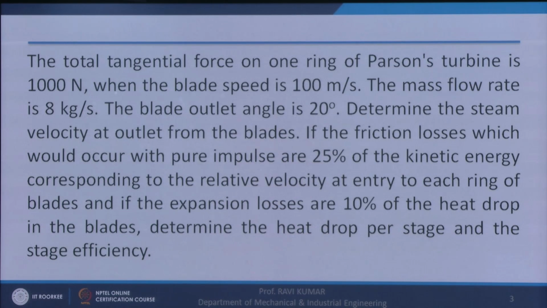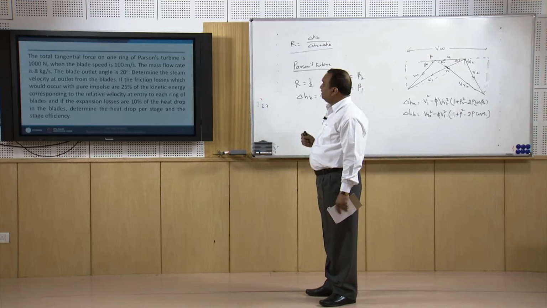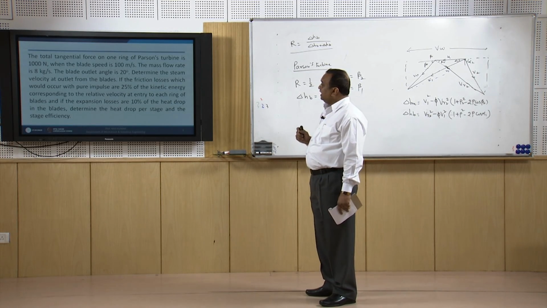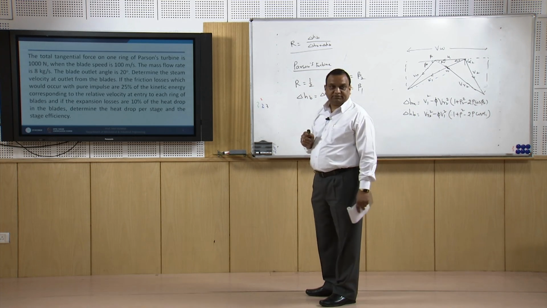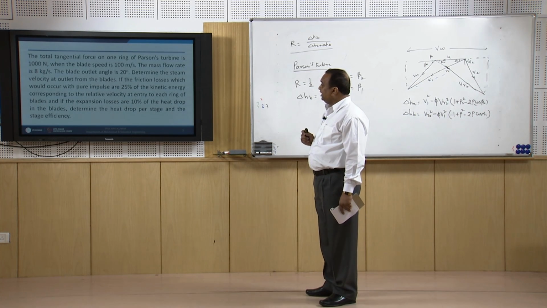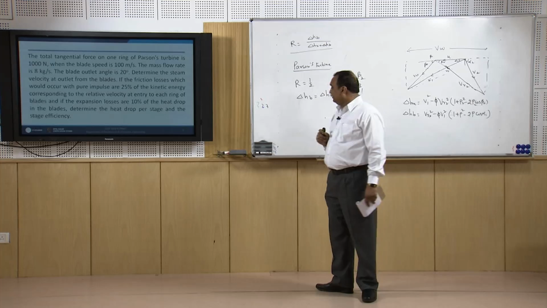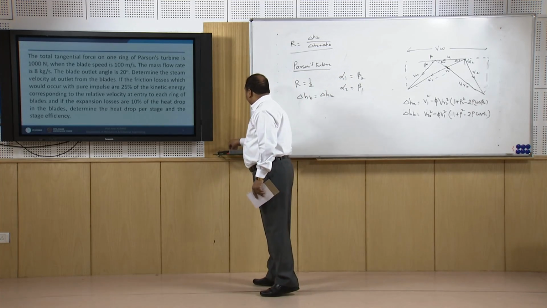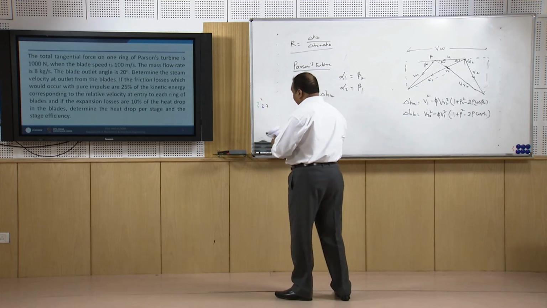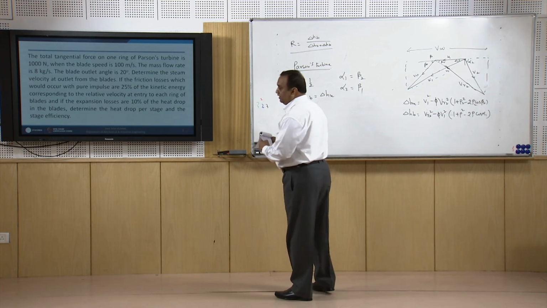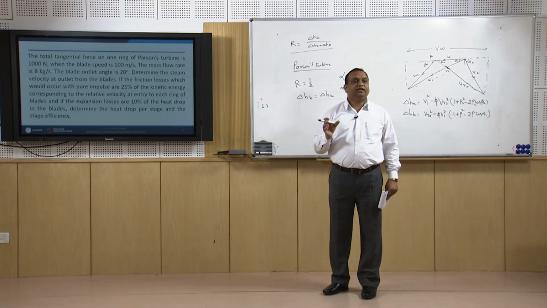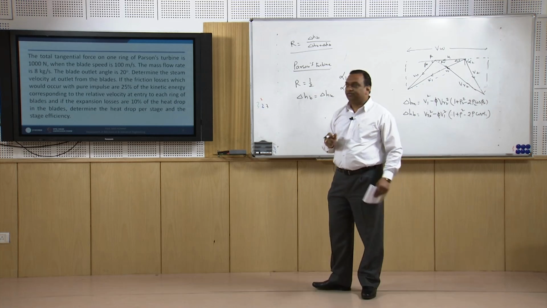If the friction losses which would occur with pure impulse are 25% of the kinetic energy corresponding to the relative velocity at entry to each ring of the blades, and if expansion losses are 10% of the heat drop in the blades, determine the heat drop per stage and stage efficiency. So, heat drop per stage and gross stage efficiency has to be calculated. Now, gross stage efficiency is the work developed in the stage divided by the heat drop in the stage.